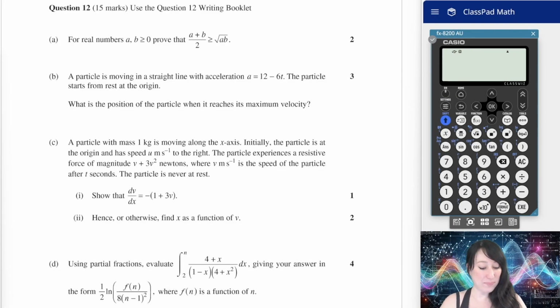Question 12d. Using partial fractions, evaluate the integral from 2 to n of (4 plus x) over (1 minus x)(4 plus x squared) dx, giving your answer in the form of 1/2 ln of f of n over 8 times (n minus 1) squared, where f of n is a function of n.